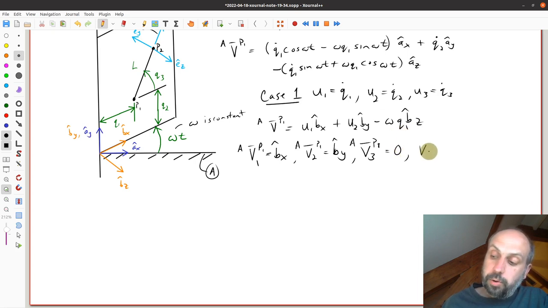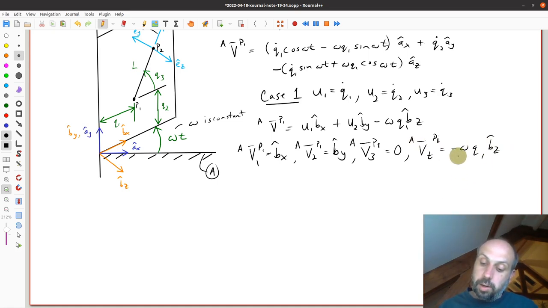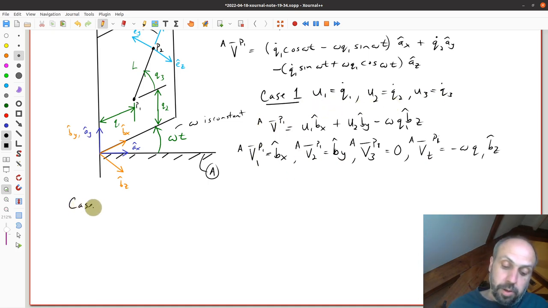And then we do have a remainder term for the partial velocities of P1 in A, and that is negative omega Q1 BZ. So the partial velocities are vectors, and they're simply the coefficients of the generalized speeds. The velocity should be linear in the generalized speeds, and then you can grab whatever's left for the remainder portion. All right, so that's all there is to getting the partial velocities of P1 in A. But notice, if I choose a different set of generalized speeds, we'll do U1 equals Q1 dot cosine Q3 plus Q2 dot sine of Q3.